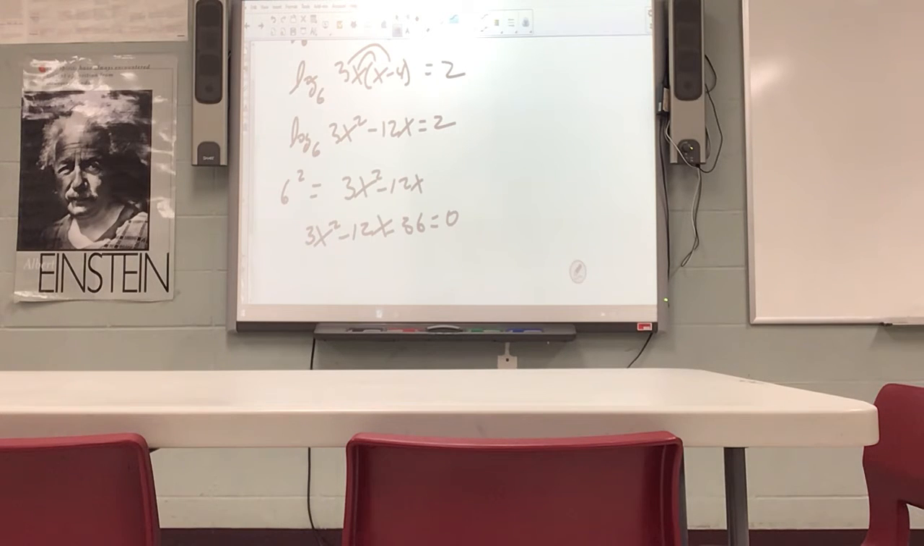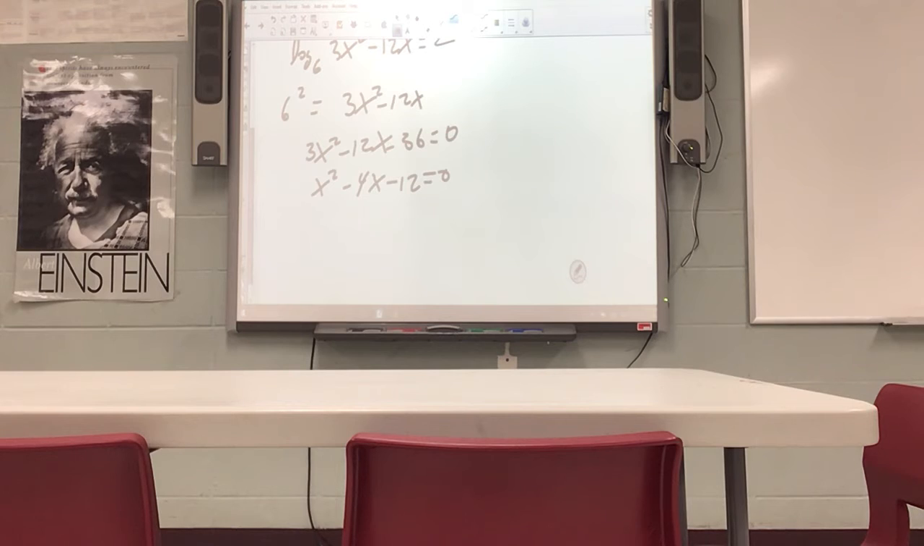Y'all are starting to figure me out finally since the year's almost halfway over, and you know that I like smaller numbers. So I realize I can divide all those by 3 and get some smaller numbers. So I'm going to do that. x squared minus 4x minus 12 is equal to 0.